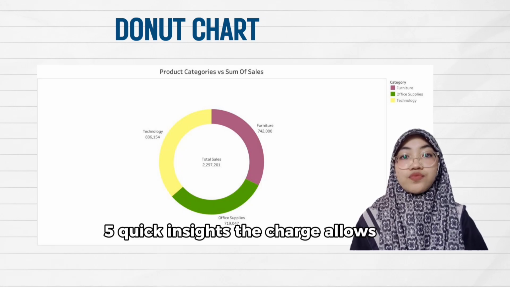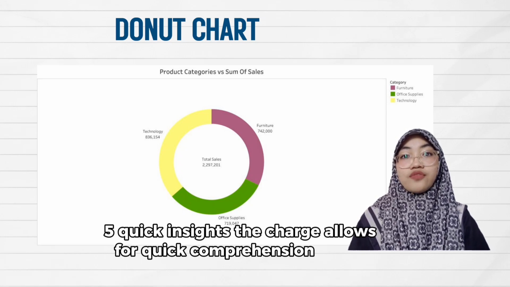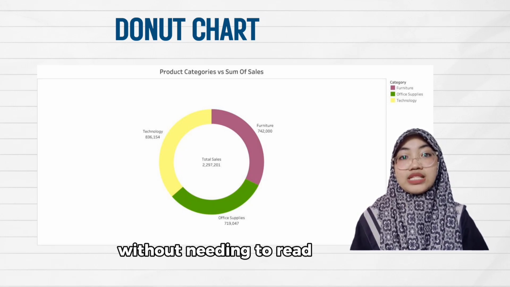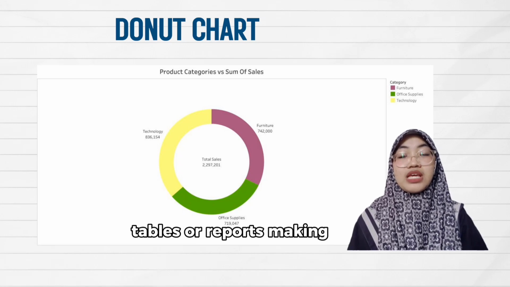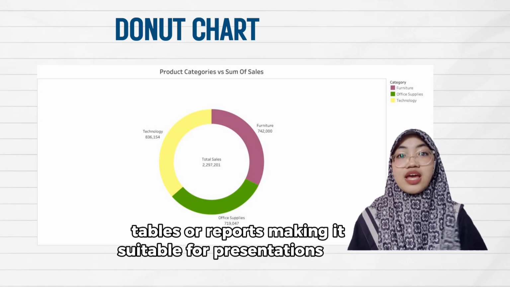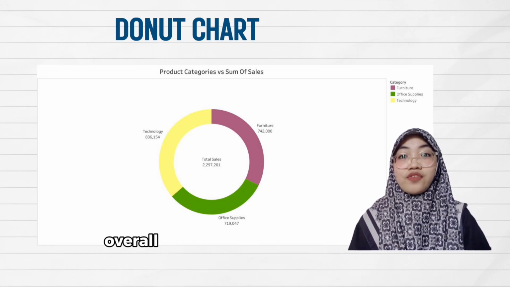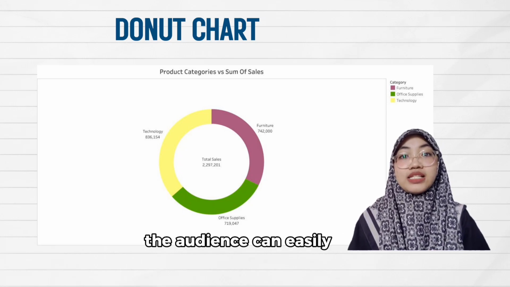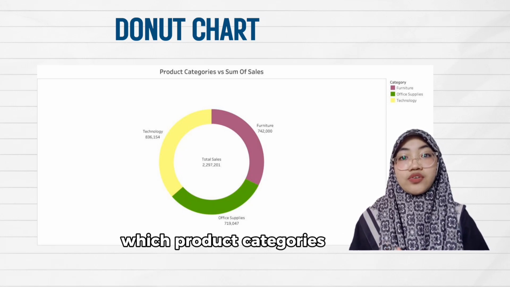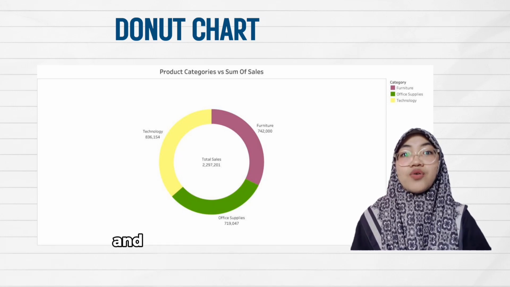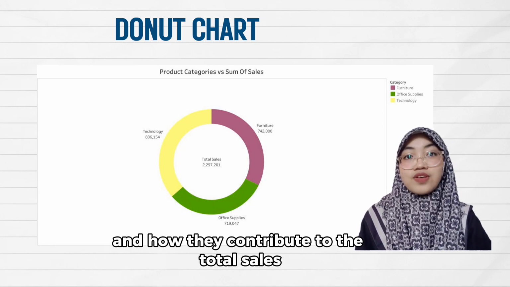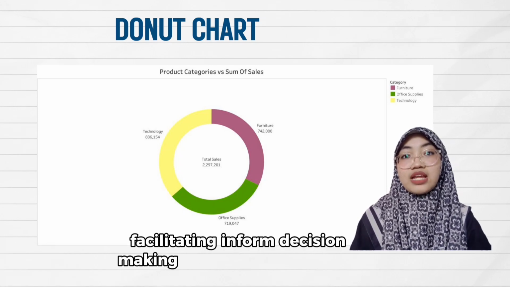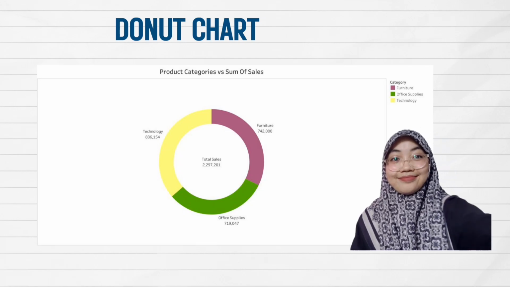The chart allows for quick comprehension of the data without needing to read detailed tables or reports, making it suitable for presentations and dashboards. Overall, by visualizing sales data in this way, the audience can easily understand which product categories are performing better and how they contribute to the total sales, facilitating informed decision making and strategic planning.